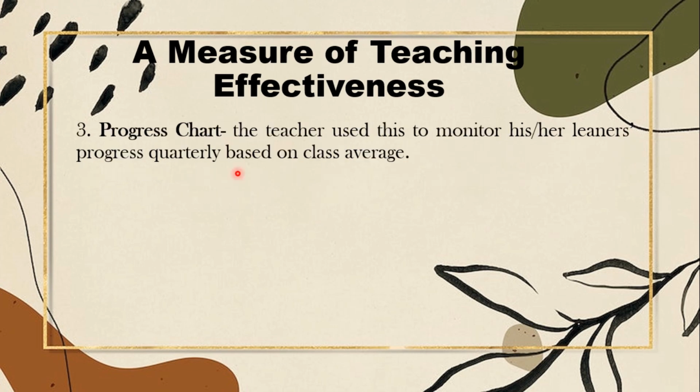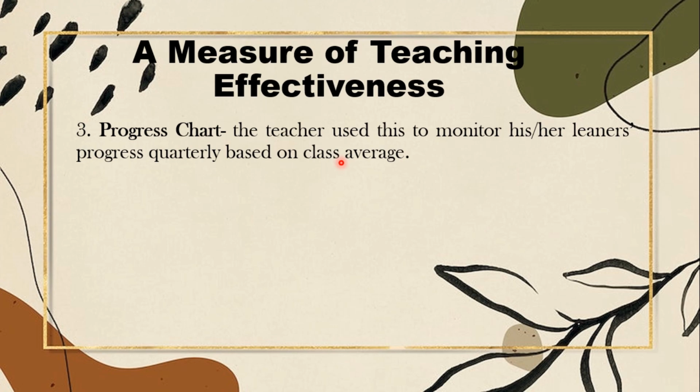So aside from this, we have the progress chart. The teacher uses the progress chart to monitor his or her learner's progress quarterly based on class average. So the chart helps the teacher to have a general assessment of the learner's progress and to design activities appropriate to their level of proficiency.